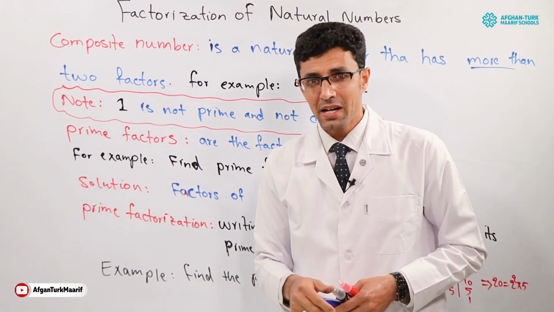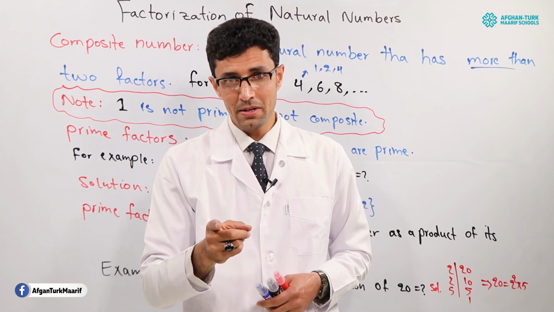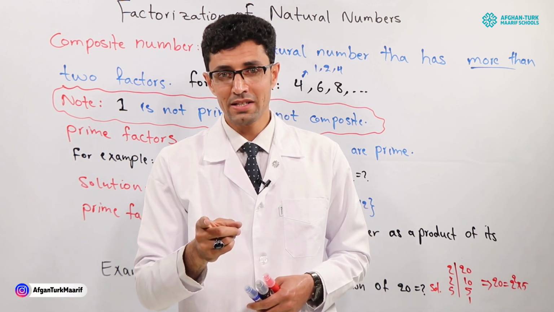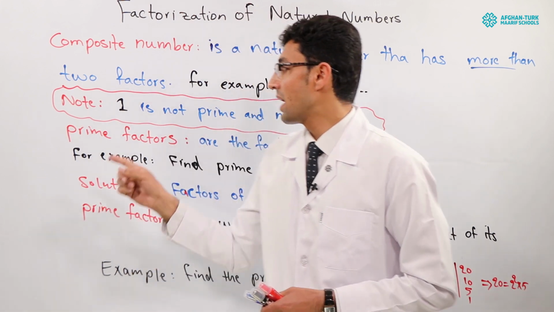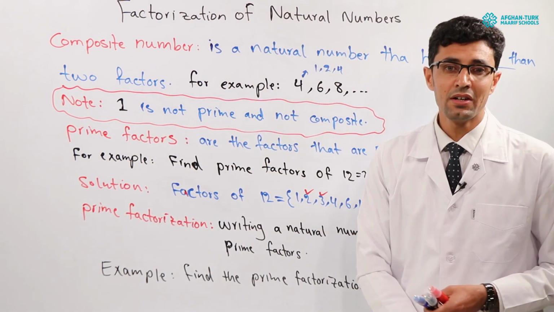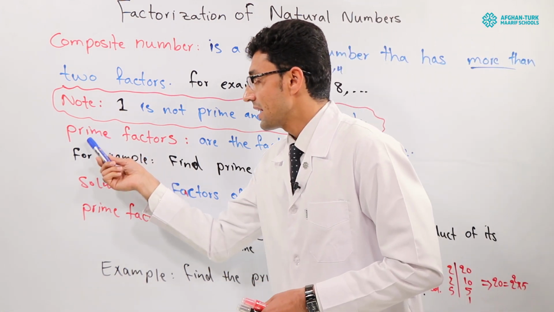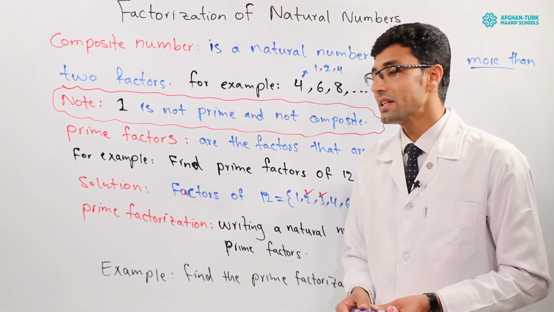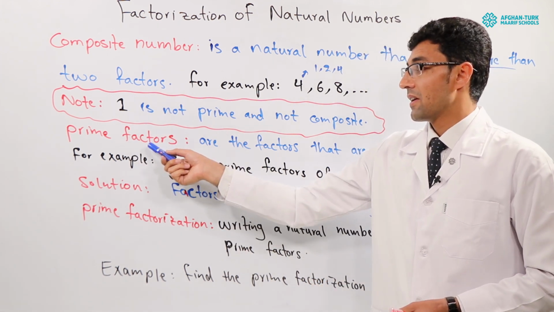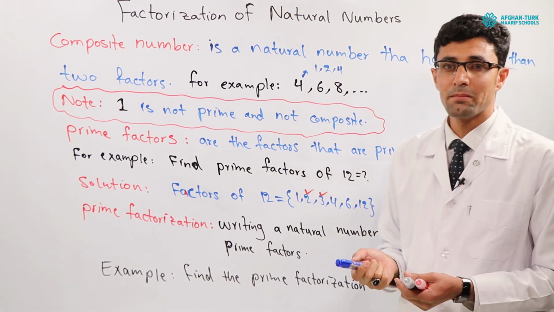Okay, let me ask you a question. What is 1? Is 1 a prime number? Is 1 a composite number? 1 is not prime and not composite. Okay, let me tell you about prime factors. You know factors now. What are prime factors? Prime factors are the factors that are prime. Very simple.